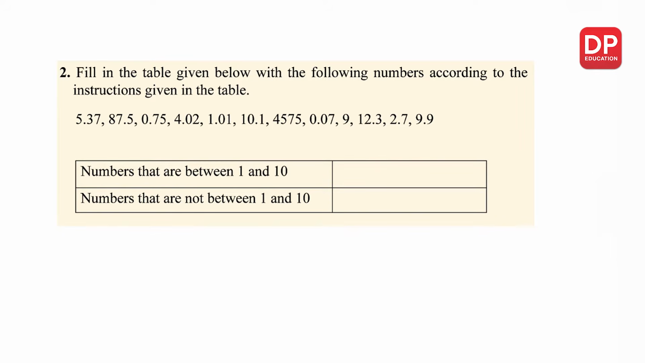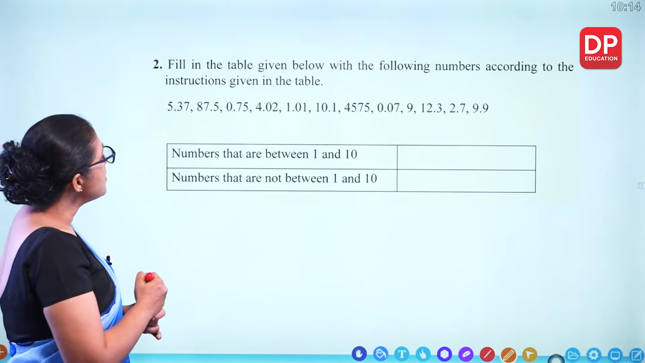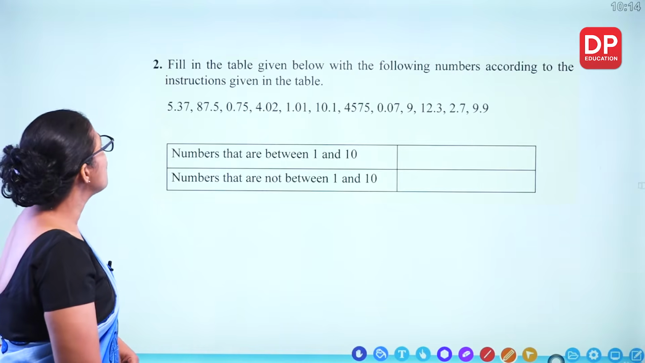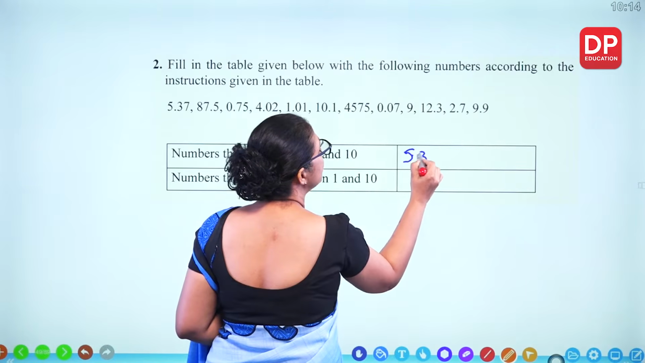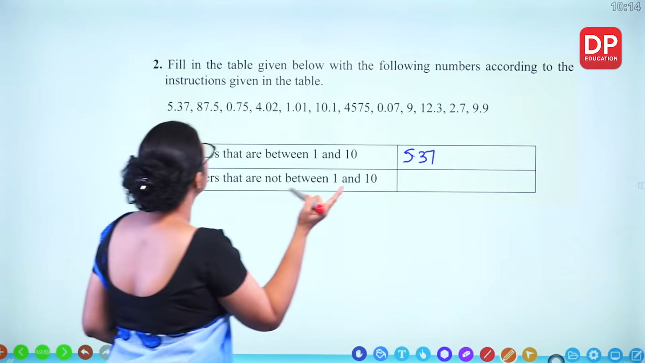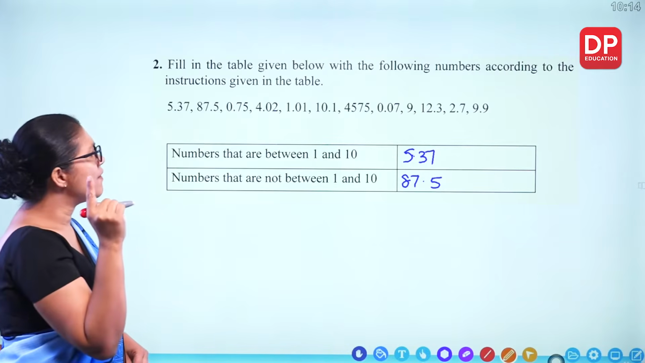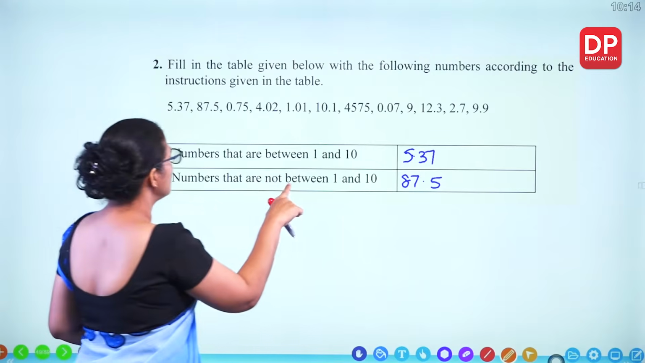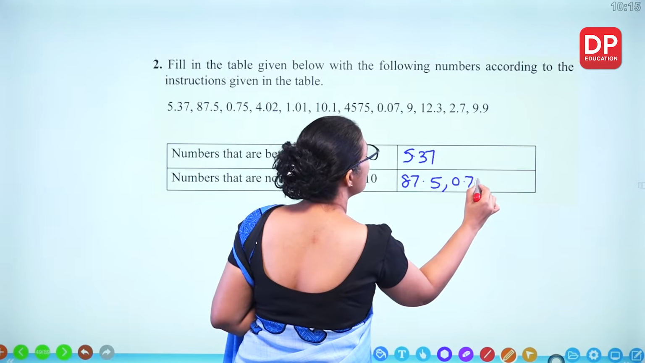Question number 2. Fill in the table given below with the following numbers according to the instructions given in the table. Numbers that are between 1 and 10 and numbers that are not between 1 and 10. So 5.37, number between 1 and 10. 87.5, that's more than 10. We can write 87.5 here. 0.75, is less than 1. So not in between these two. So 0.75.